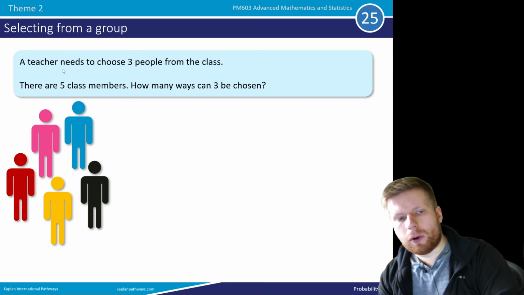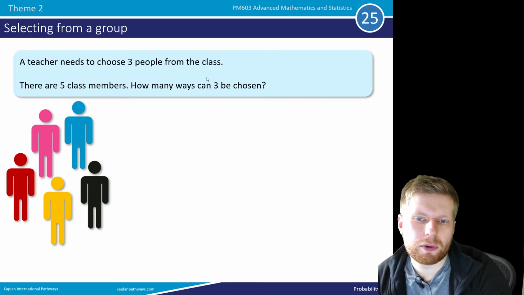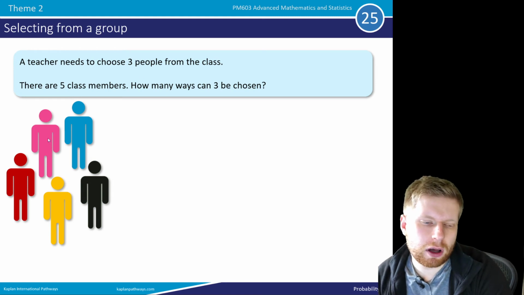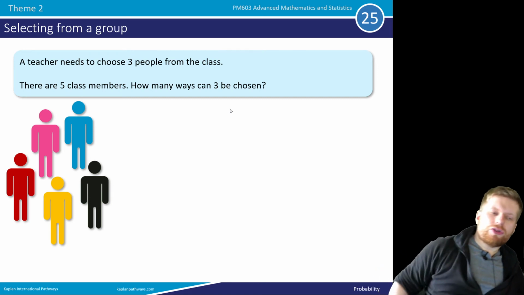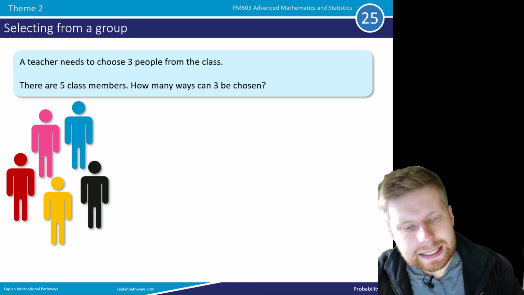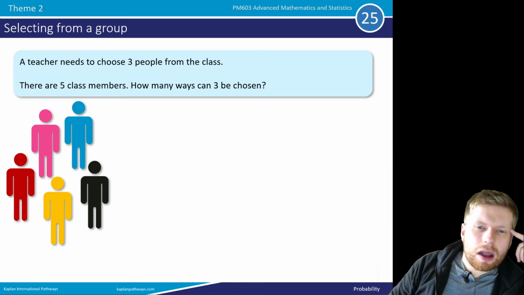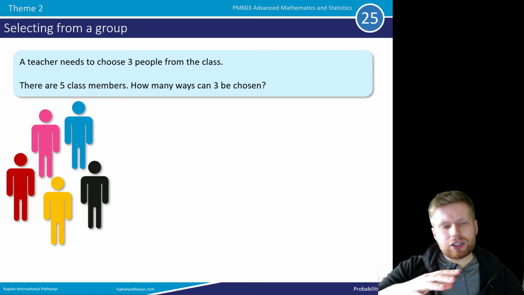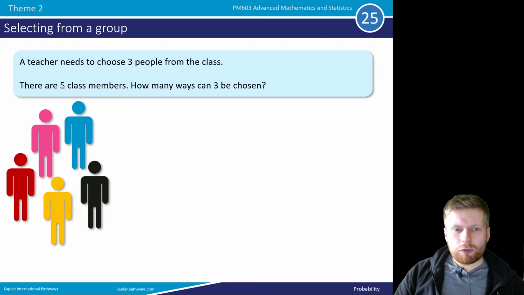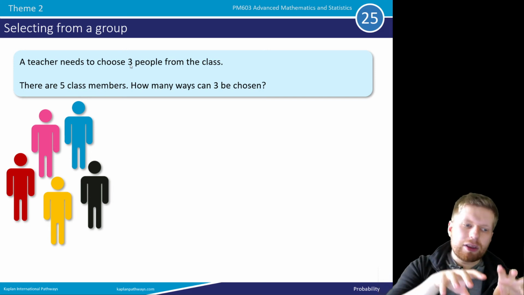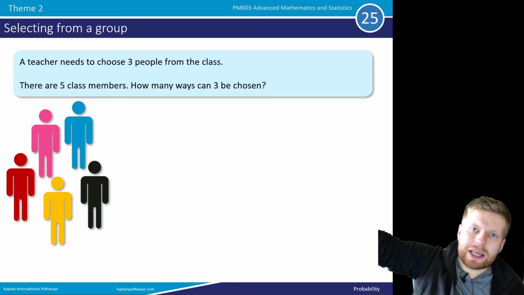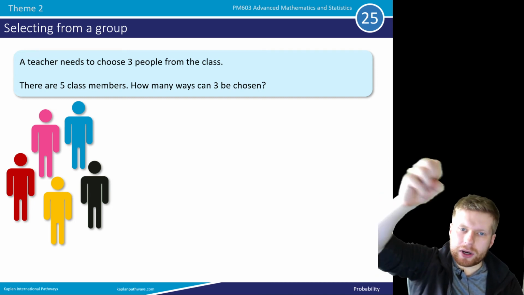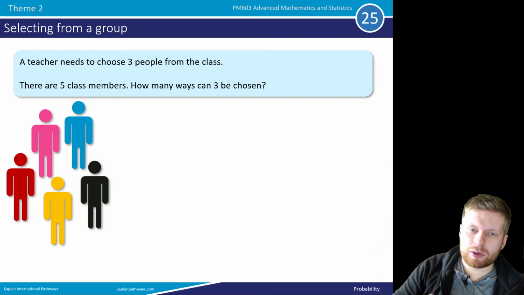So let's suppose that a teacher needs to choose 3 people from a class. We know there are 5 class members, and I've got the 5 class members drawn out here. How many different ways can we choose 3? Now, this example is subtly different to what we were looking at in the last example. In the last example, we were starting off with 5 people, and then we were picking 3 of them, but we were doing something with those 3. We were actually putting them into positions, so we could distinguish between them.